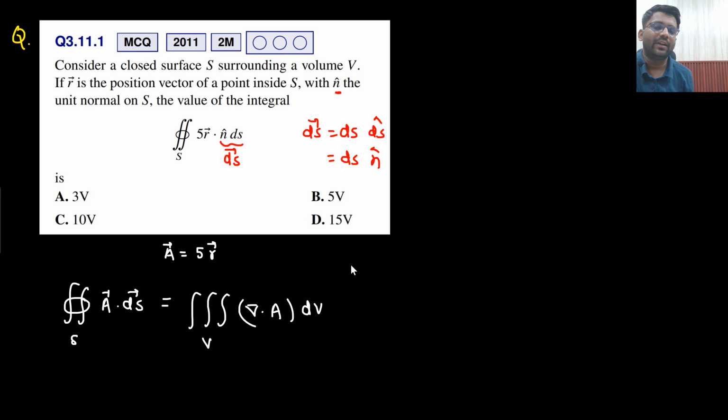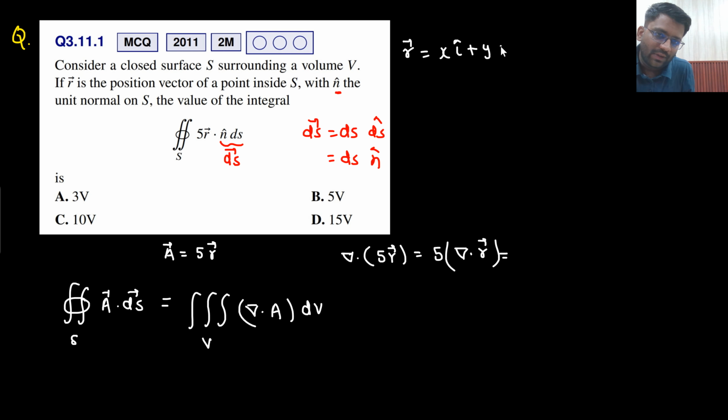Now what is the value of del dot A? 5 is a constant value which can directly come outside. I told you when it is constant it can directly come outside. So 5 into del dot R. What is the value of del dot R? Do you remember this? That will come out to be nothing but 3. What is your R? R is nothing but x i cap plus y j cap plus z k cap. I told you in the examination they may avoid giving the value of position vector R. Directly you know that it will be x i cap plus y j cap plus z k cap. So del dot R I already remember is equal to 3.